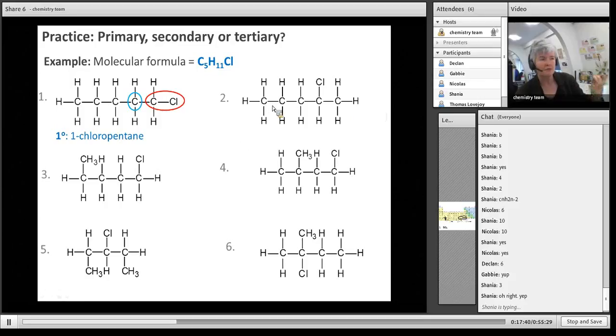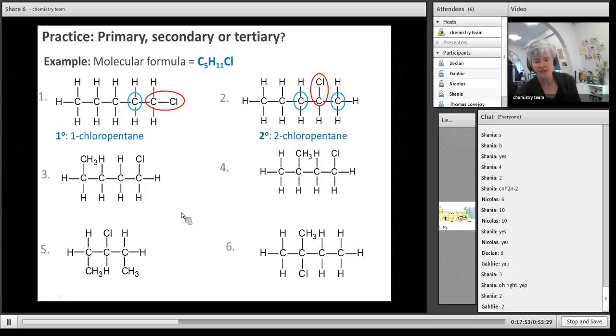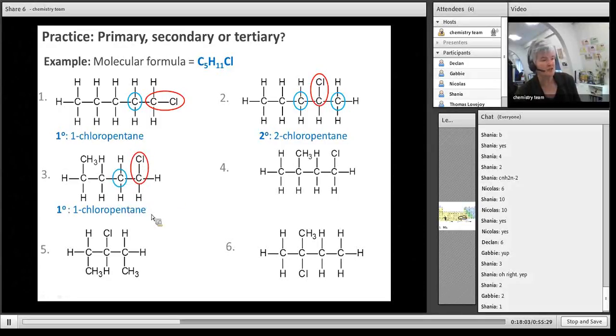So you look for the functional group, you look for the carbon it's bonded to, and then you see how many other carbons. Can you see this is a secondary? Okay, what about this one, number 3? Primary, secondary, or tertiary? Primary. Okay, so you look for your functional group. That carbon is only bonded to one other carbon, so it's primary.